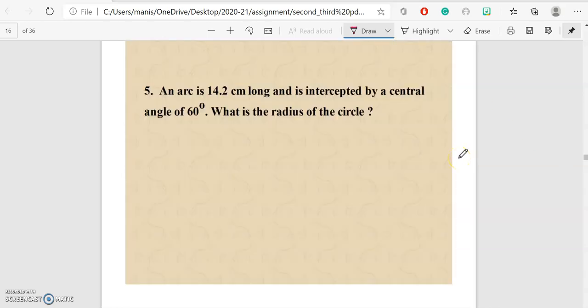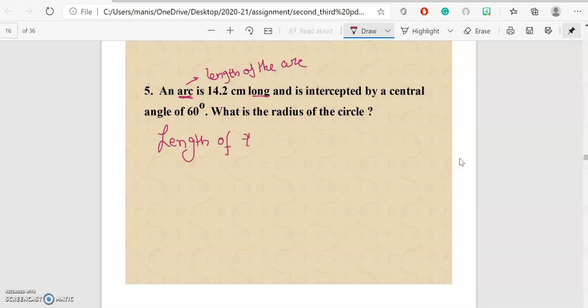An arc is 14.2 centimeters long and is intercepted by a central angle of 60 degrees. What is the radius of the circle? Now they have given us the keyword arc, and it says long. This is telling us that they have given us the value of the length of the arc. So my approach is still the same. I'll write over here the formula.